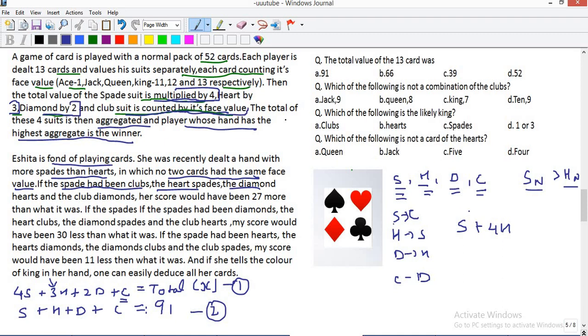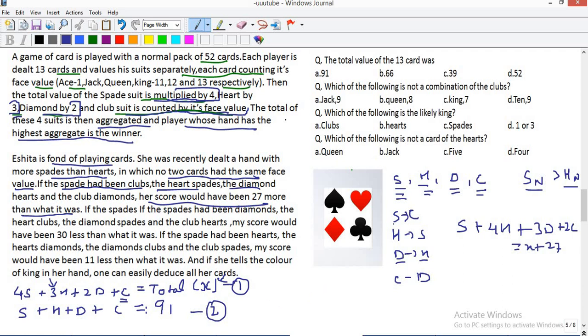Okay, so S plus 4H plus diamond becomes hearts. So if diamond has become heart, and for heart suit I was multiplying by 3, so I can say nothing but 3D, and clubs become diamond, so I can say 2C. And if this happens, her score would have been 27 more than what it was. So originally her score was X, now it has become nothing but I can say X plus 27. So I've got one more equation here.